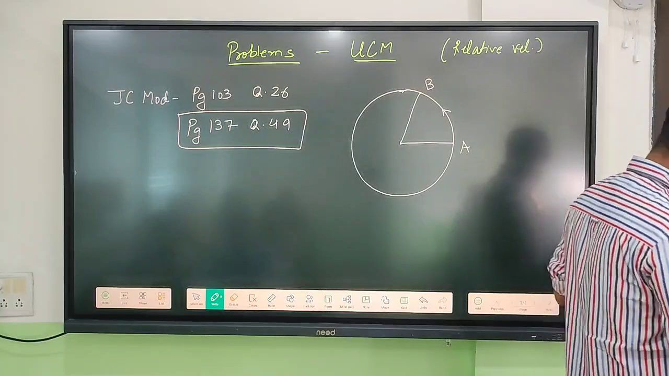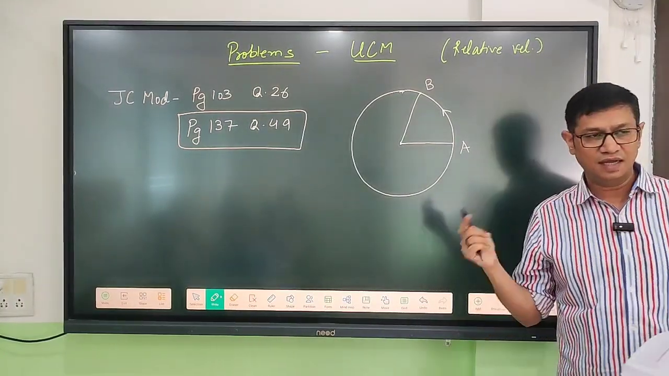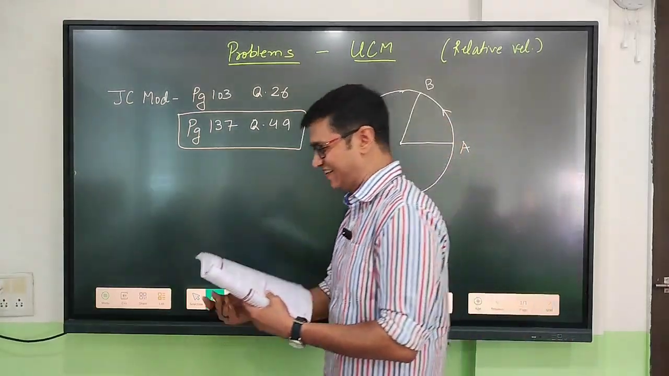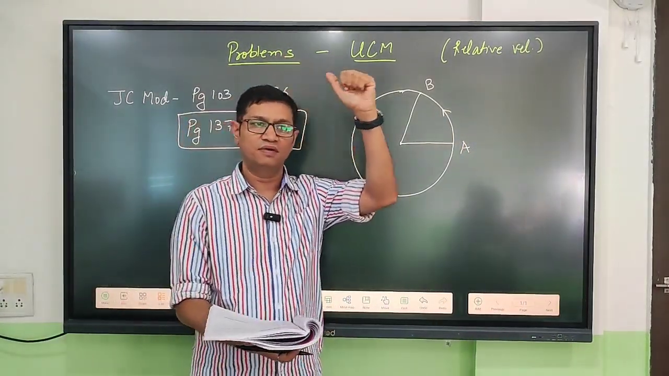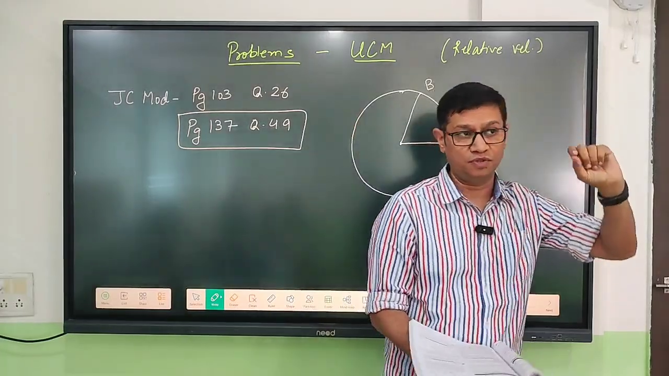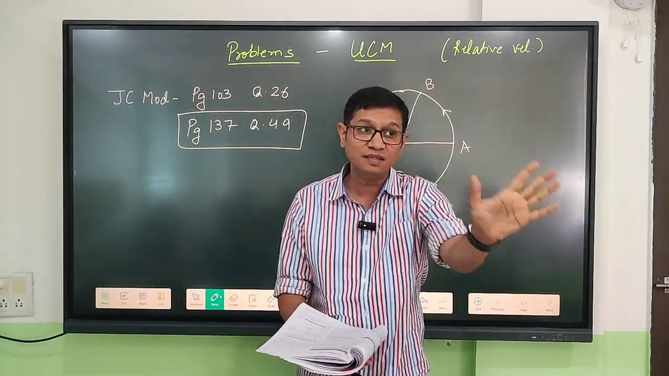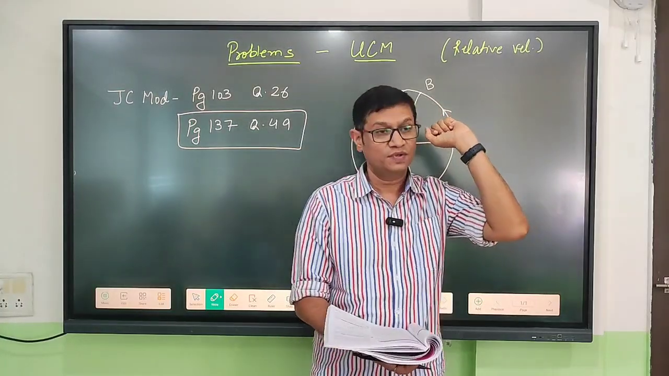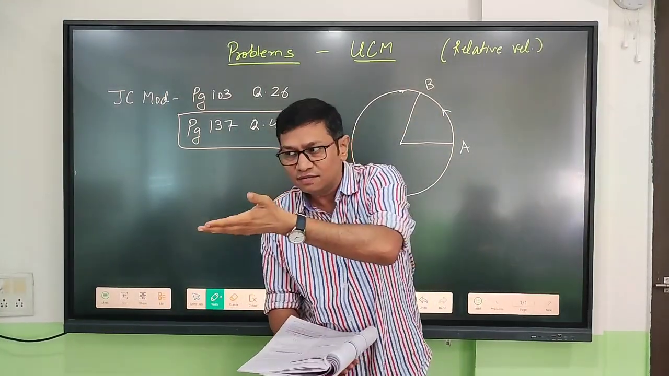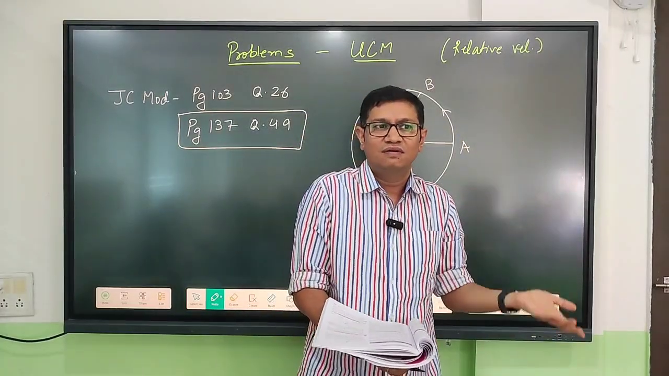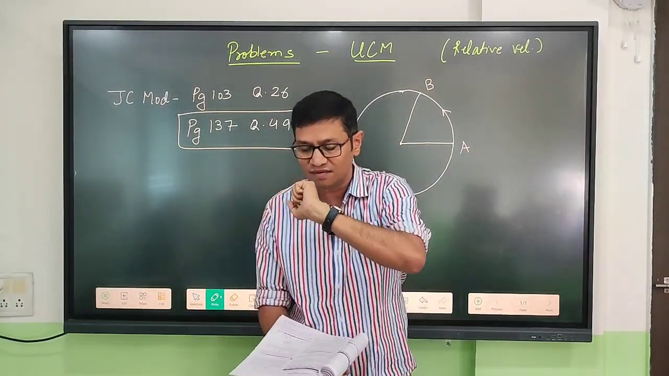Okay. First I will confuse you and then I will deconfuse you. Read the problem carefully. It's a uniform circular motion. What is the property of uniform circular motion? The speed remains same. So the speed remains same. What is the speed? Magnitude of velocity. Magnitude of velocity, right?